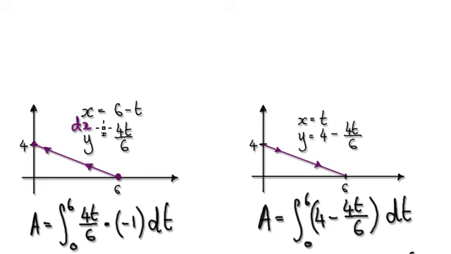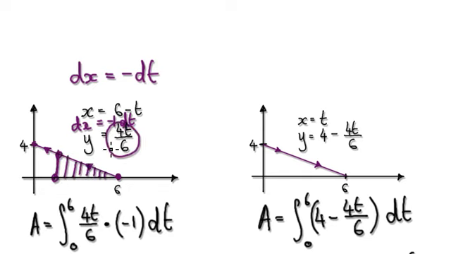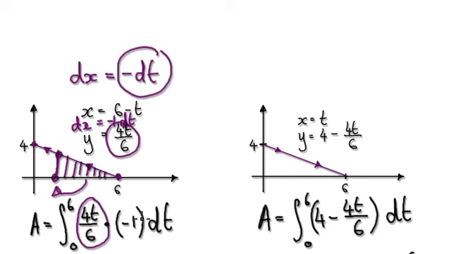The differential would be dx equals, well, if you differentiate this, it would be -1 dx/dt. So the differential would be dx equals -dt. So as we're summing up everything here, we're going to need to know the height. Well, the height is given by this bit here. But then the thickness would be -dt.